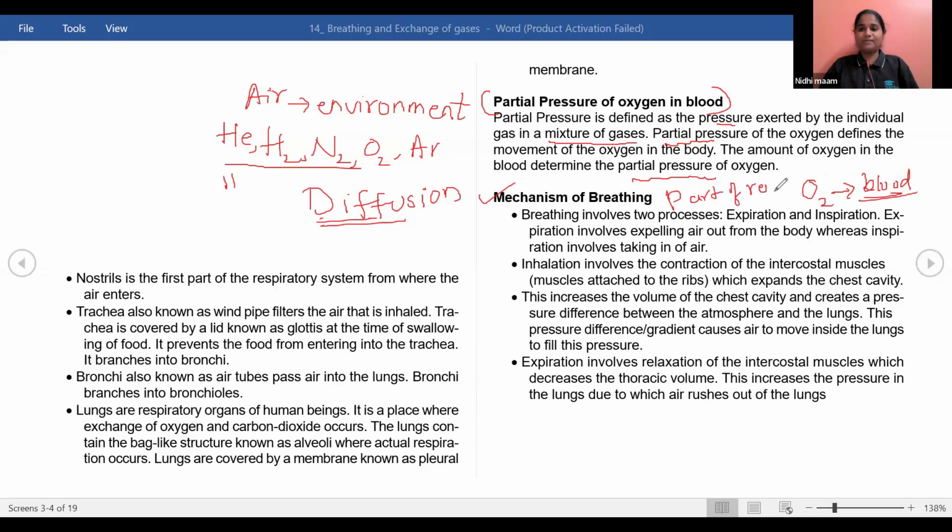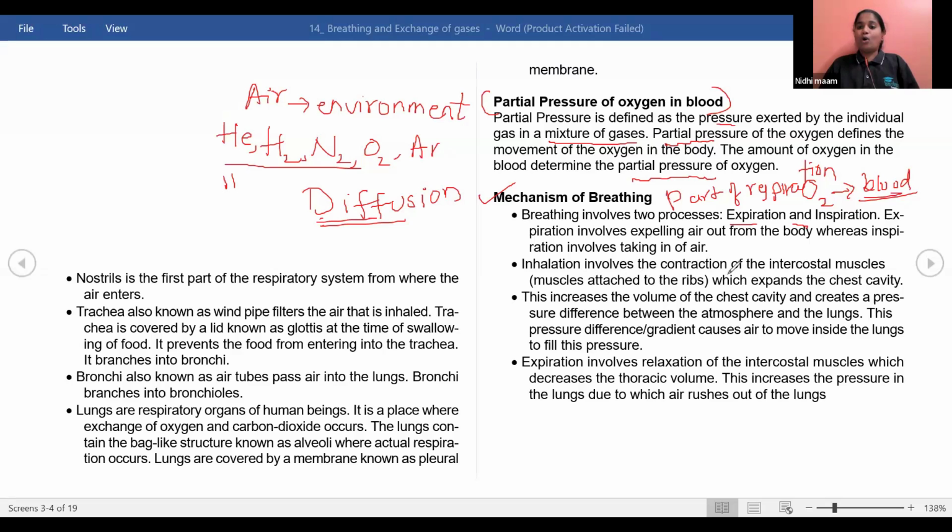Remember, it is not respiration, it is a part of respiration. Yes, YouTube students. It involves expiration and inspiration. Expiration involves expelling the air from the body, means moving out of the body. Inspiration means taking air inside the body.